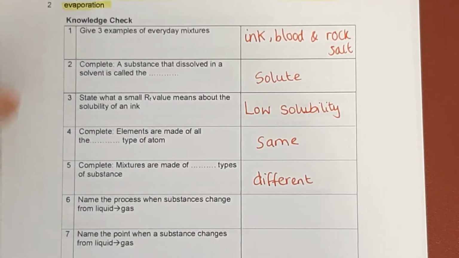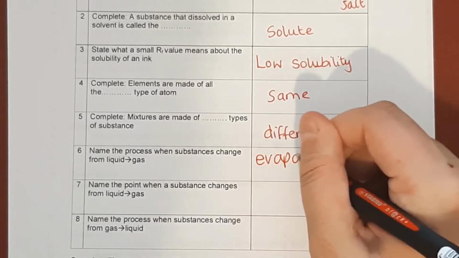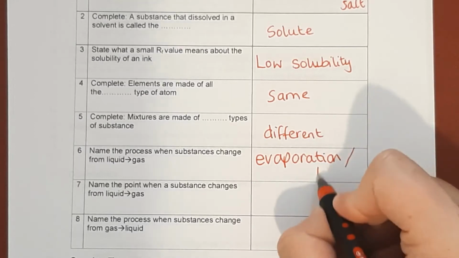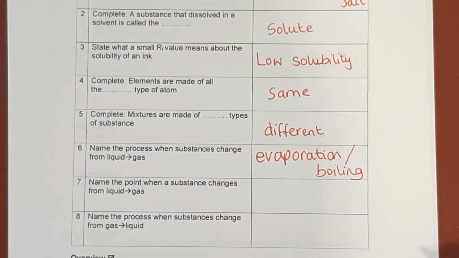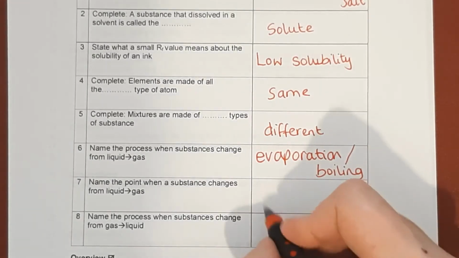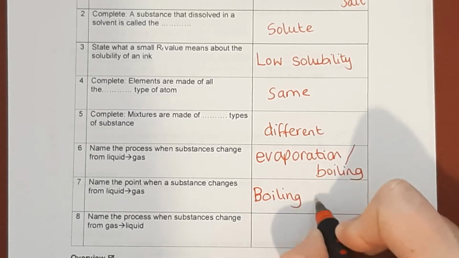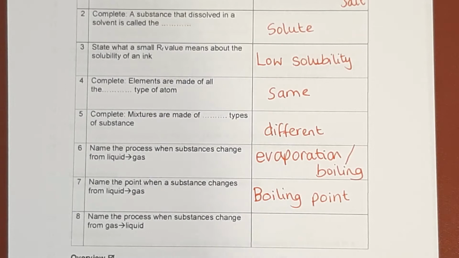Name the process when a substance changes from a liquid to a gas. So that's evaporation, or you might have said boiling. Name the point when a substance changes from a liquid to a gas. So that is boiling. So that's the boiling point. And name the process when substances change from gas to liquid. That is condensation.